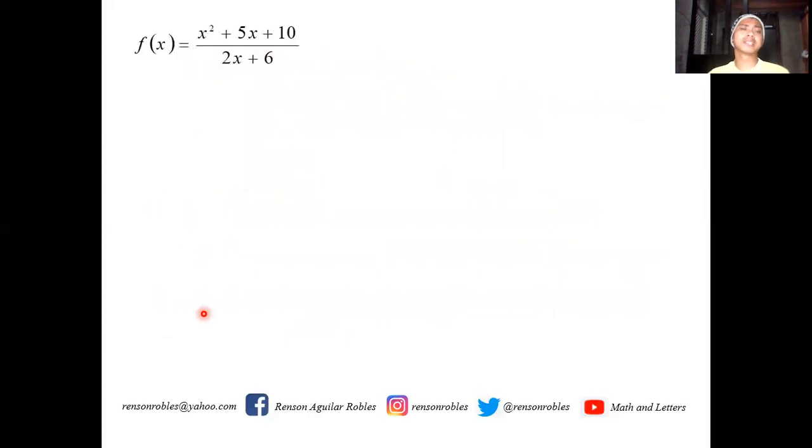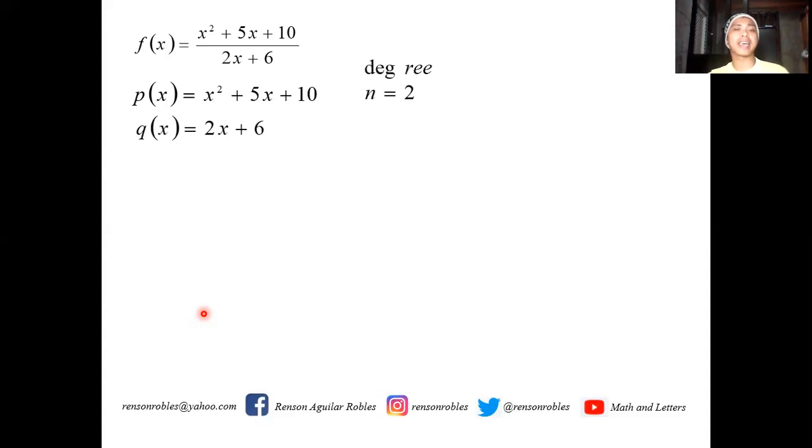Okay, another one. Say f of x equals x squared plus 5x plus 10 over 2x plus 6. We will be determining whether this function has a horizontal asymptote or vertical asymptote. So we let p of x equals x squared plus 5x plus 10 and q of x equals 2x plus 6. And we notice that the degree of p of x, n, equals 2 and that the degree of q of x, m, equals 1.